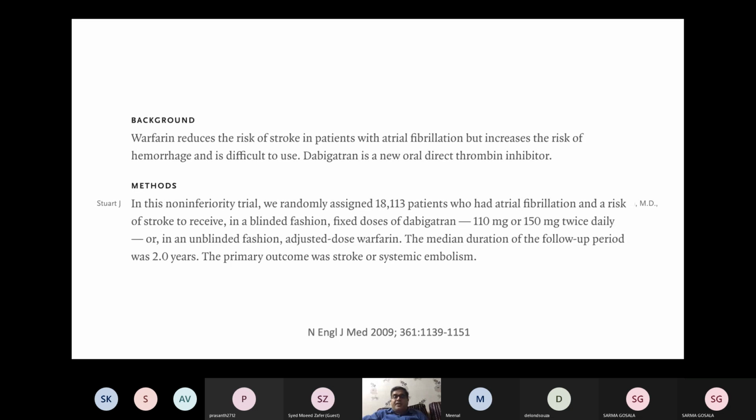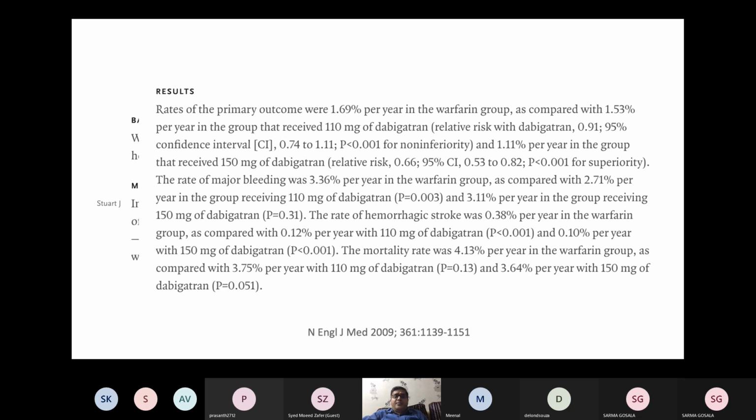Dose-adjusted warfarin was used in an unblinded fashion, because warfarin patients required monitoring of the PT-INR, so it could not be completely blinded. The median duration of the follow-up period was 2 years. The primary outcome was stroke or systemic embolism.